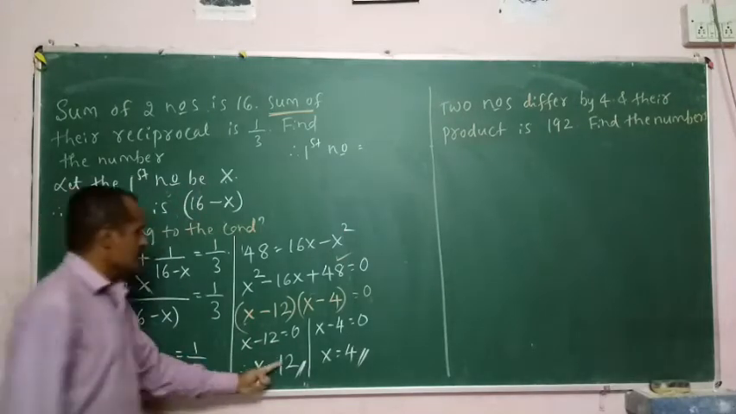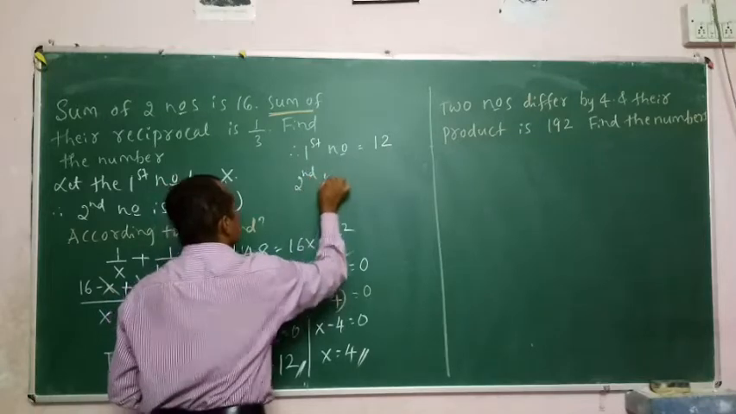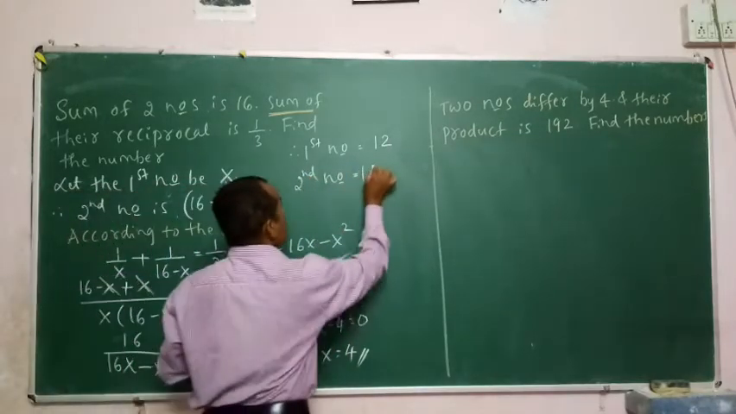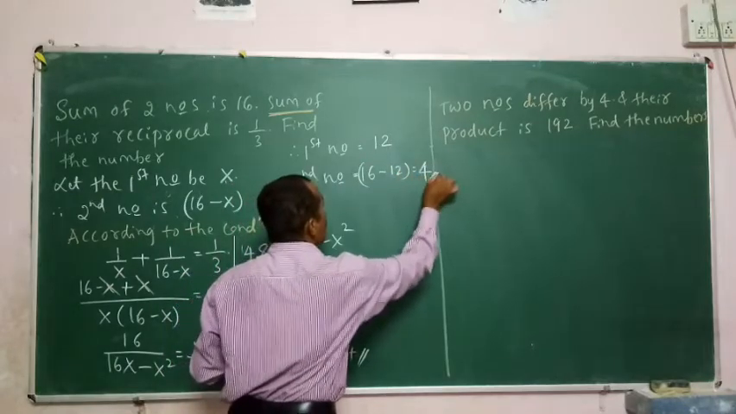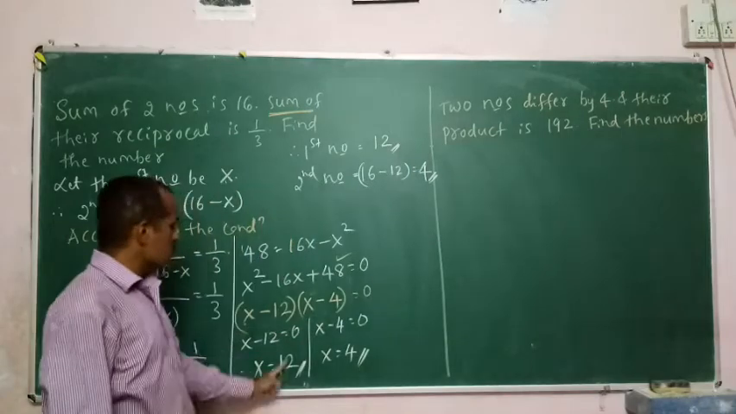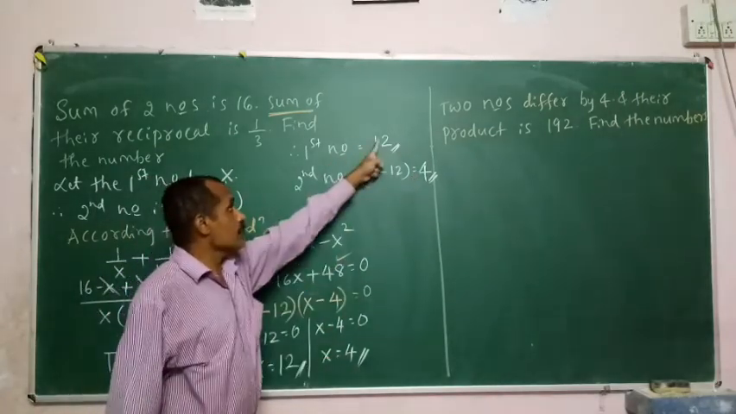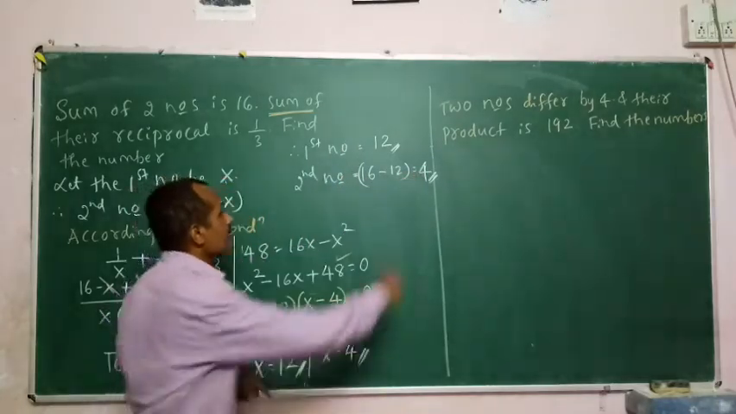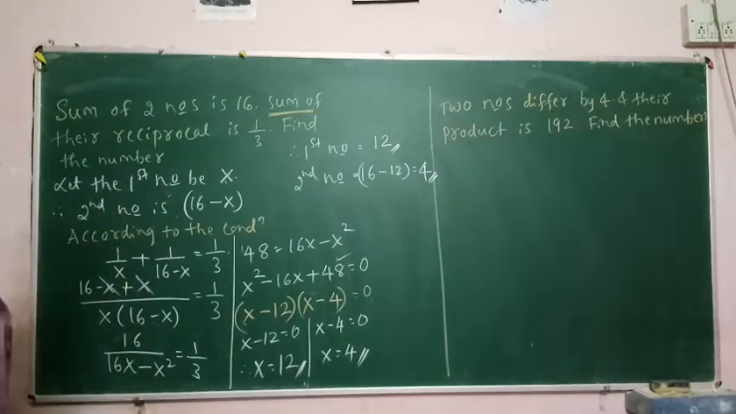If I take the first number as 12, therefore the second number is equal to 16 minus x, 16 minus 12, answer is equal to 4. First number is 12, second number is 4. Or if I take the first number as 4, the second number is 16 minus 4, which is equal to 12. So ultimately 12 and 4 are the answers for the given problem.